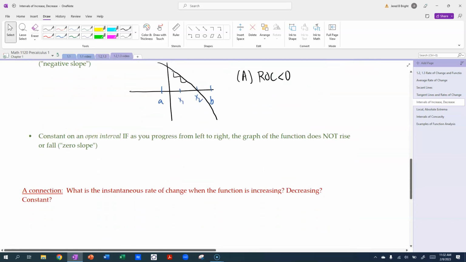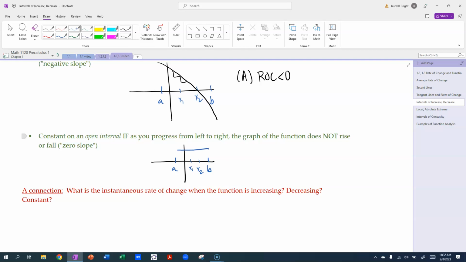Okay, and so again, if we just think about a general x1 and x2 on an interval a to b, x1 and x2 are just general things in the interval. But what we would see is it would be flat, okay, just horizontal, zero slope. And so in this case, the rate of change, average or instantaneous, would just be 0.